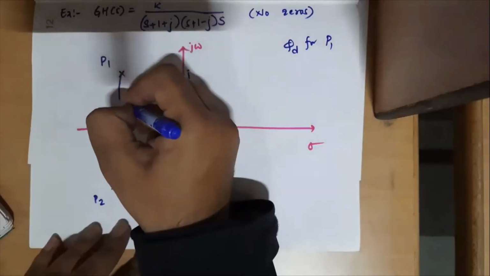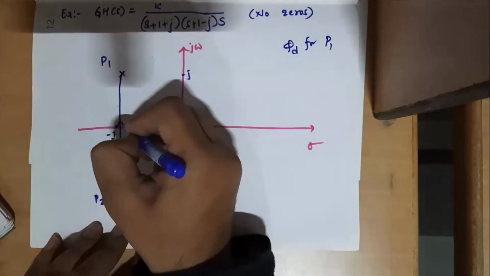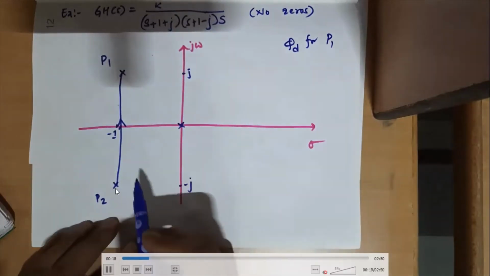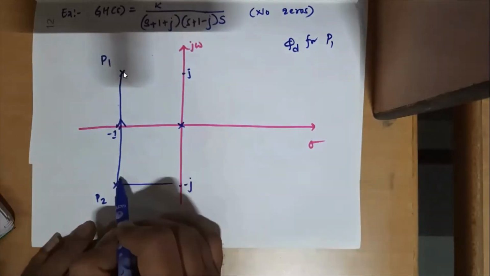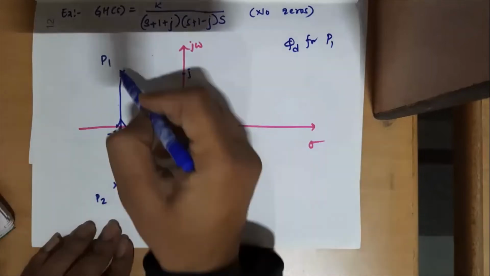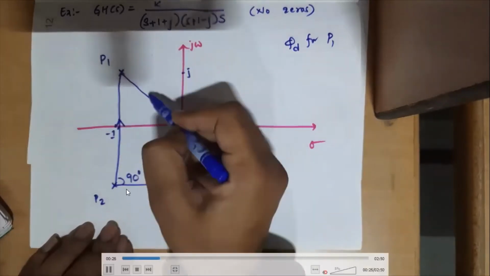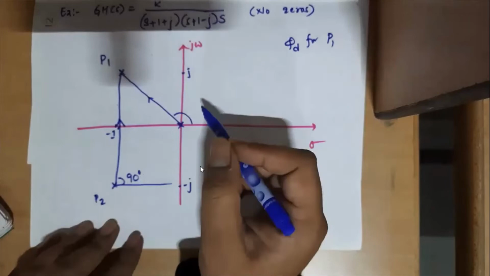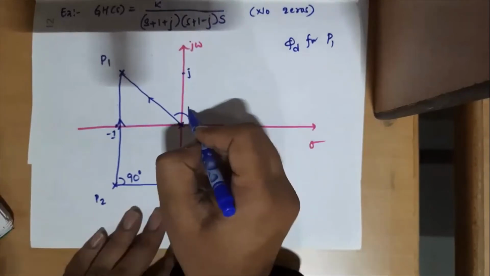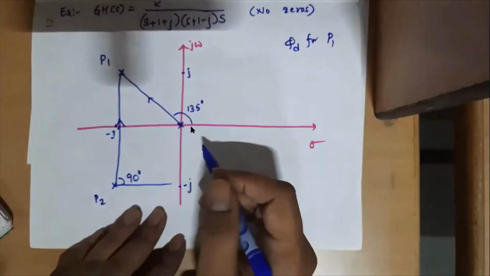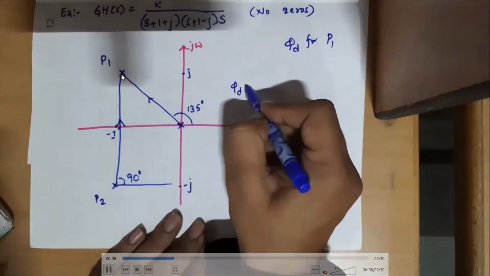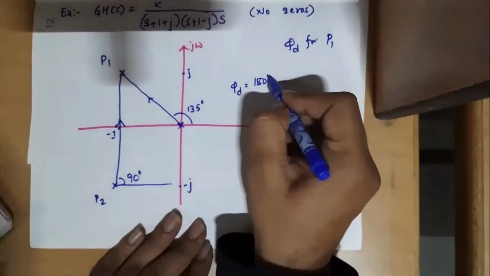So P1 is in question. I am drawing the vectors from other poles. So I am drawing a vector from P2 to P1. P1 is the pole in question. And this angle is with respect to the real axis, obviously. So it is 90 degrees. Then I will draw another vector from P3. I will call this P3. So P3 to P1 is obviously 130 degrees.